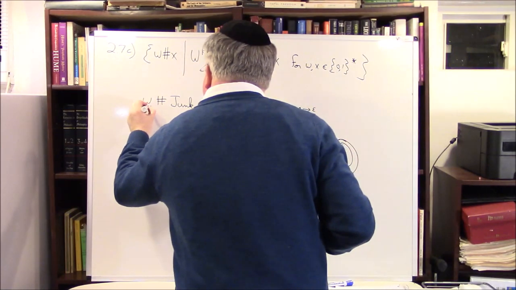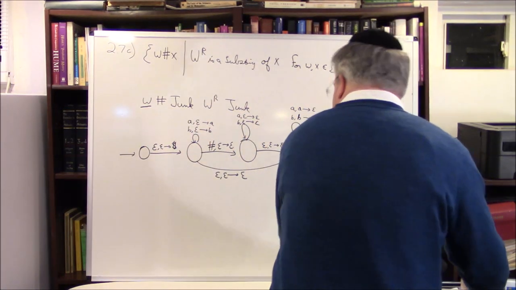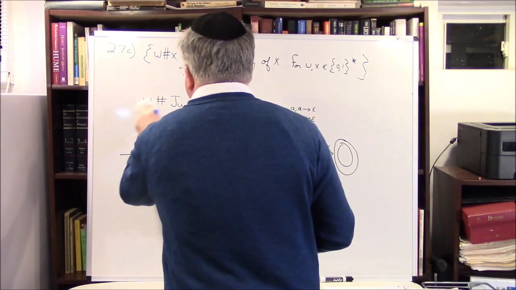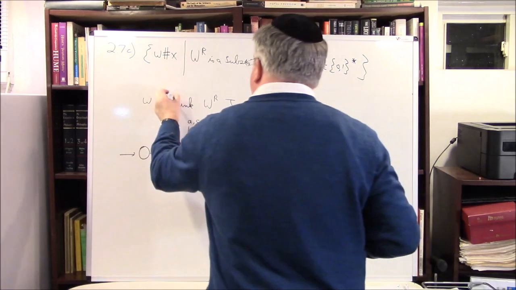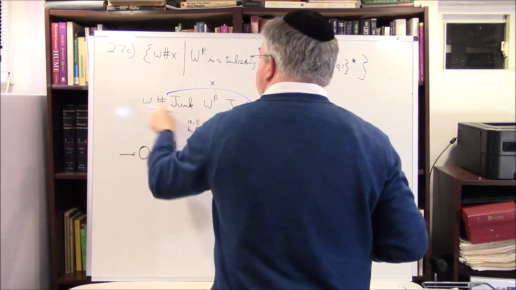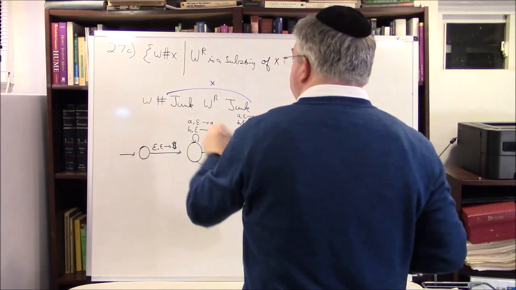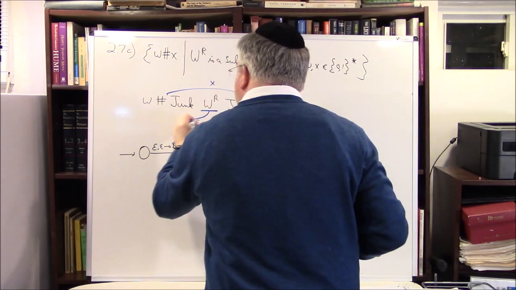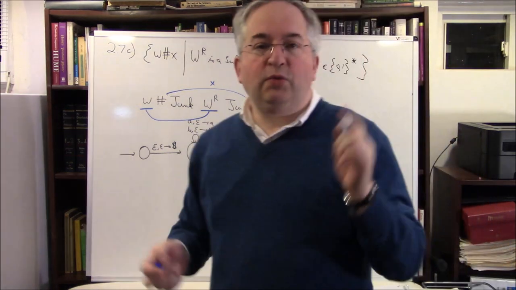So what you have is as follows. You have the word W, and then you have a number sign, and then you have a whole word X. So this is the whole word X, and this is W. And what do we have? That W reverse is a substring of X. So this is the same as this, just reversed.